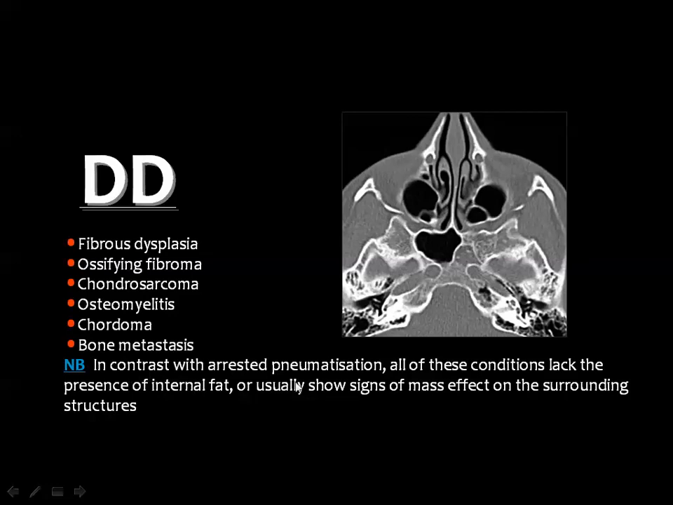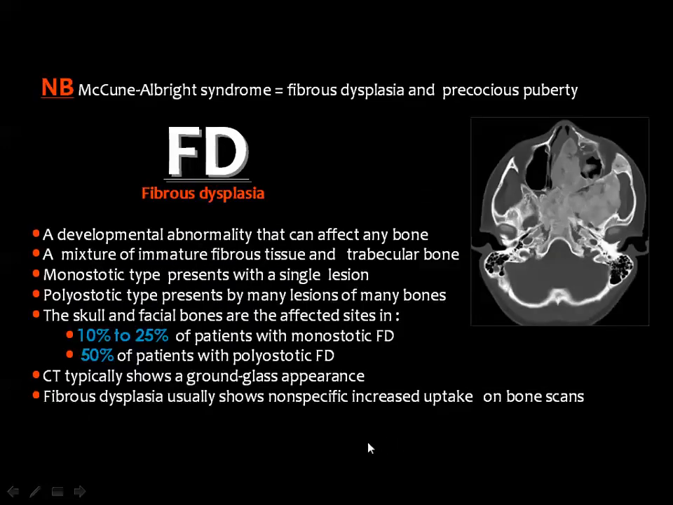Then, in contrast to arrested pneumatization, all these conditions lack the presence of internal fat within the lesion and usually show signs of mass effect on the adjacent structures. Then we came to fibrous dysplasia, which I think is well known to all of you. This is a developmental abnormality that affects any bone in the body, and it has two main types: the monostotic type, which presents with a single lesion, and the polystotic type, which affects many of the bones in the body.